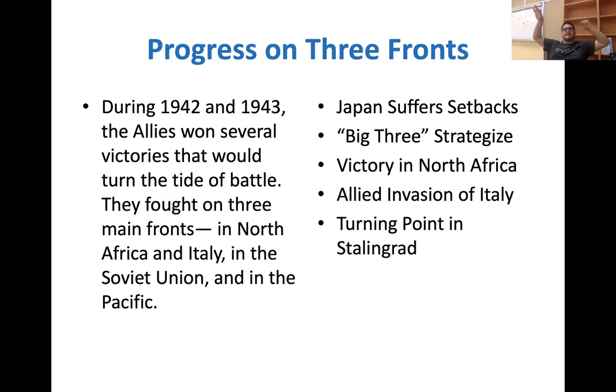It's going to be Japan, the United States, Hawaii, Pearl Harbor, and all that stuff. The Battle of Midway, and so on and so forth. So these are going to be the 5 things that we talk about in this chapter. Japan suffered setbacks. The big 3 strategized. Who are they? Victory in North Africa, Allied invasion of Italy, and the turning point in Stalingrad.